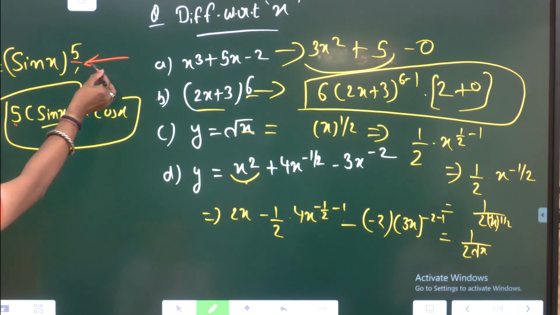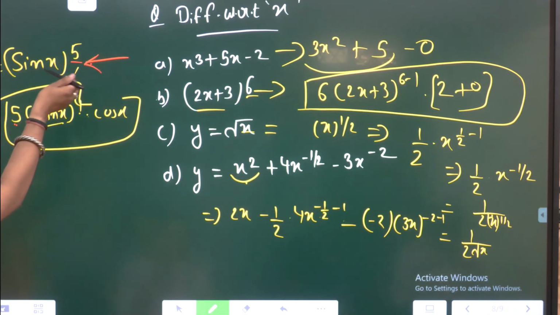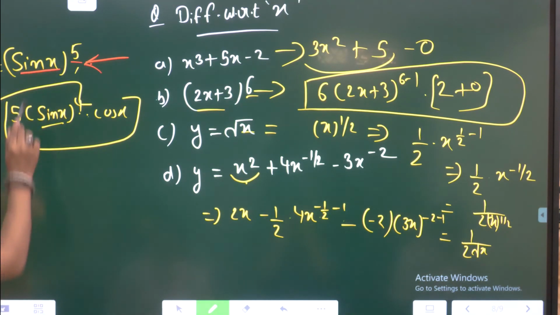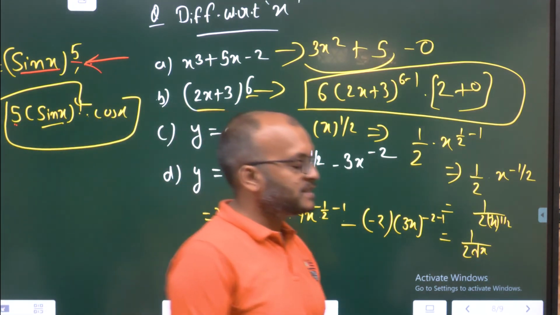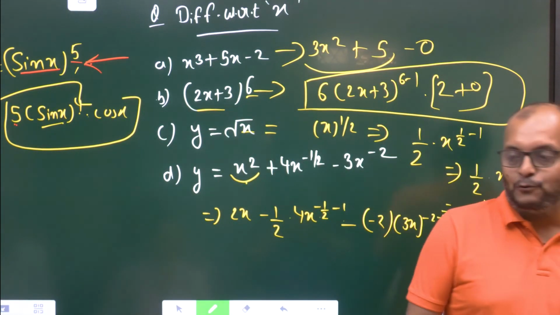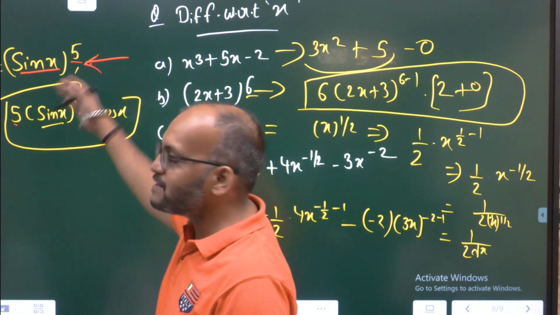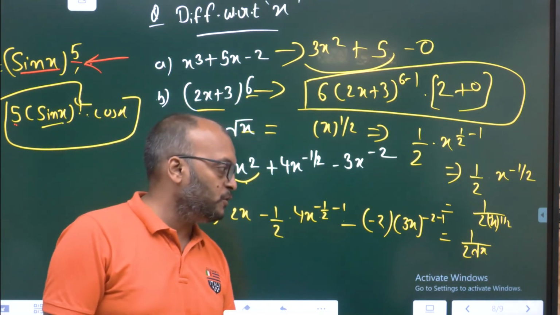Now this arrow will go inside. Now it will hit the sin x. So differentiation of sin x will be cos x. It will become crystal clear once I explain the rule to you. But that's how we solve in chain rule. Okay, Shireen?